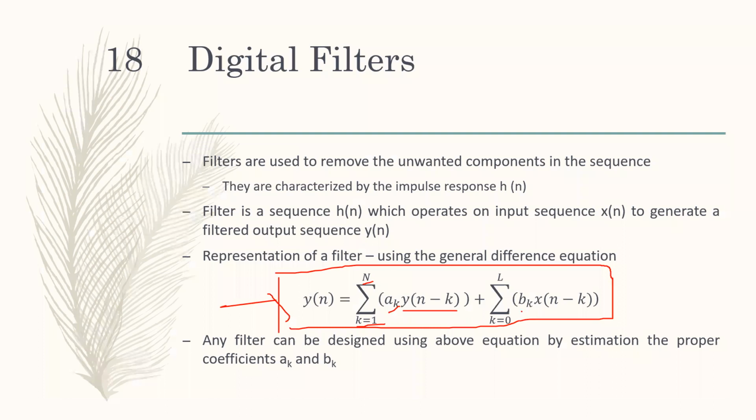When I come to the input, I have coefficients bk, where k varies from 0 to L. Here it is x of n minus 1, n minus 2, and so on up to n minus L.